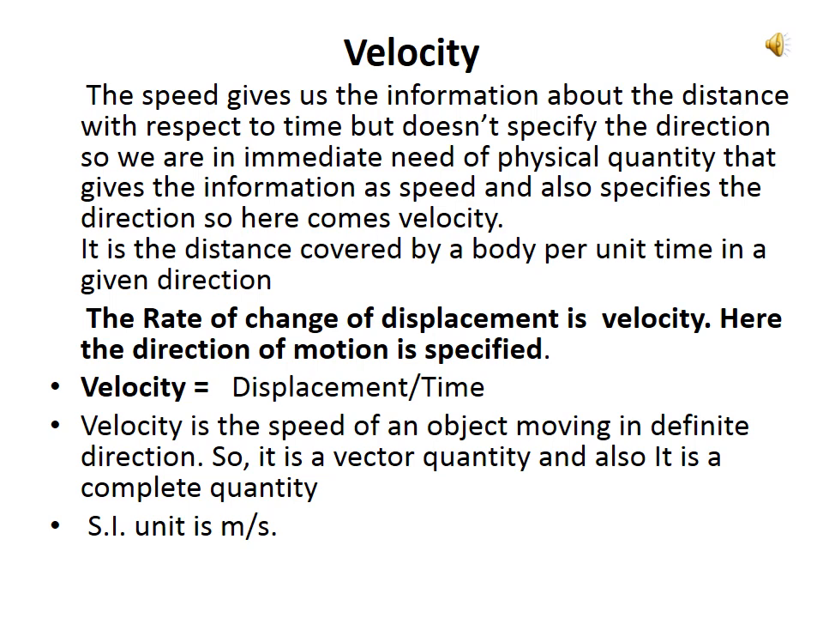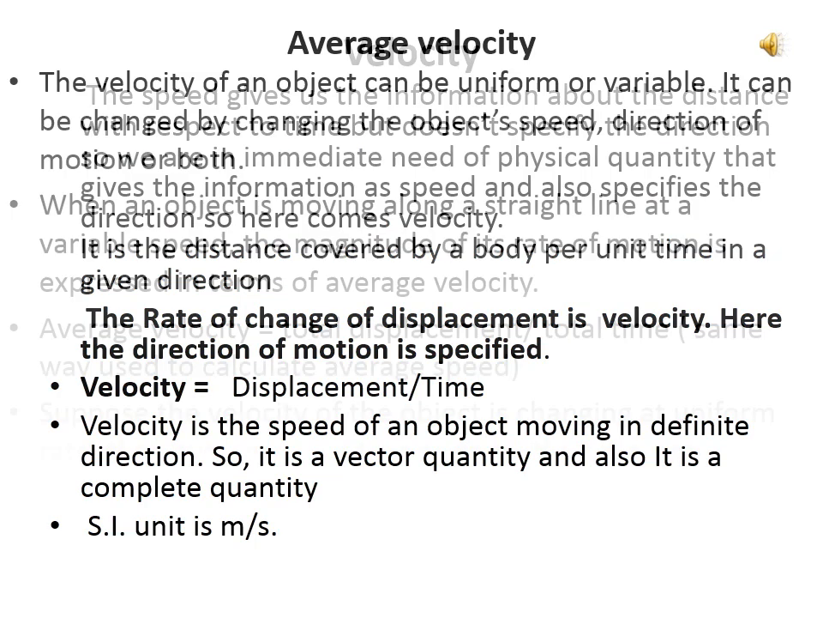Velocity is equal to displacement divided by time. The speed of an object moving in a definite direction is also called velocity. It is a vector quantity. Its SI unit is meter per second.